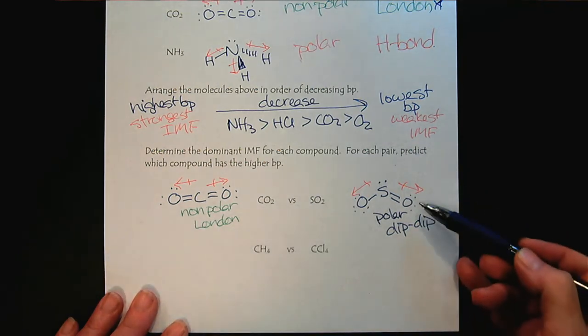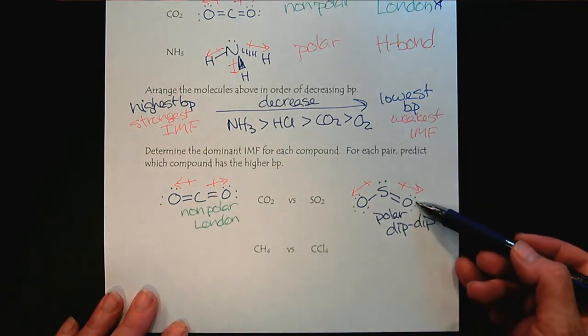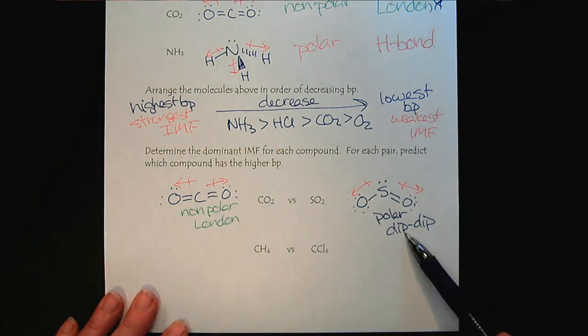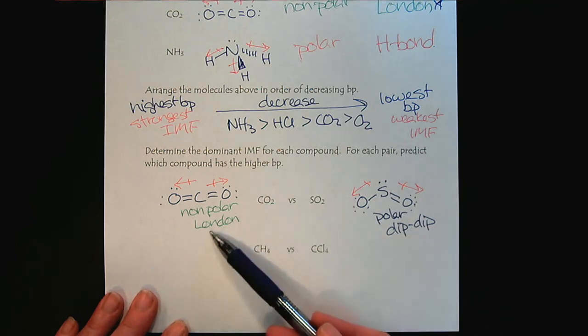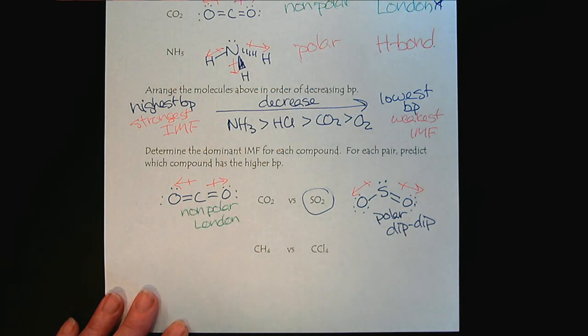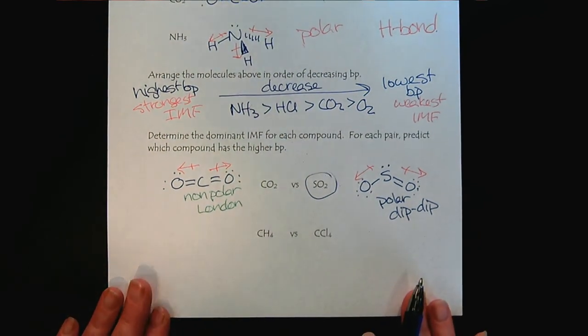Notice there are oxygens present, but no hydrogen. None of the oxygens are bonded to hydrogen, so there are no H bonds here. Because we know that dipole-dipole is a stronger intermolecular force than London, the sulfur dioxide would have the higher boiling point.